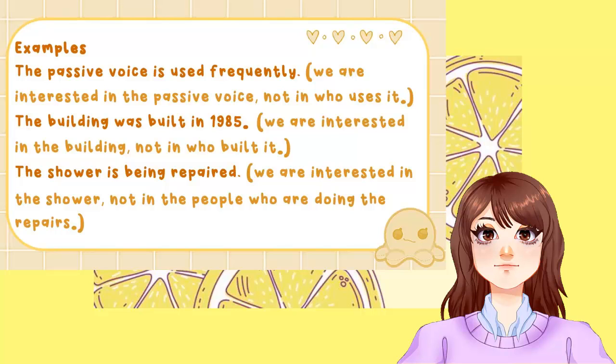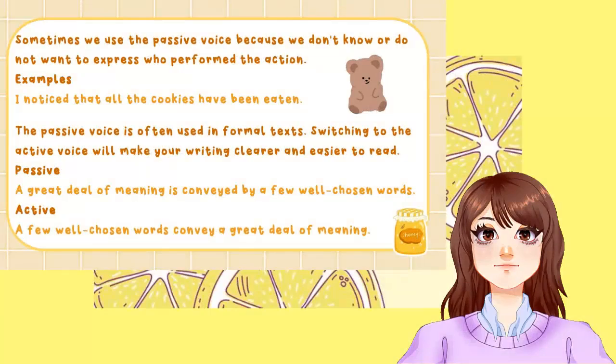We are interested in the passive voice, not in who uses it. The building was built in 1985. We are interested in the building, not in who built it. The shower is being repaired. We are interested in the shower, not in the person who is doing the repairs. Sometimes we use the passive voice because we don't know or do not want to express who performed the action.